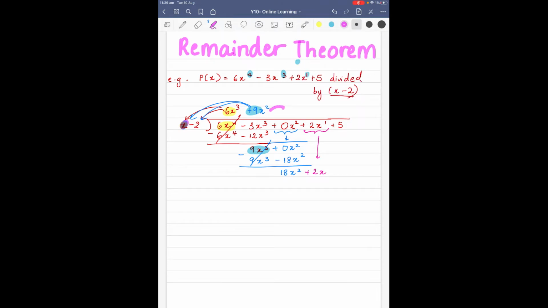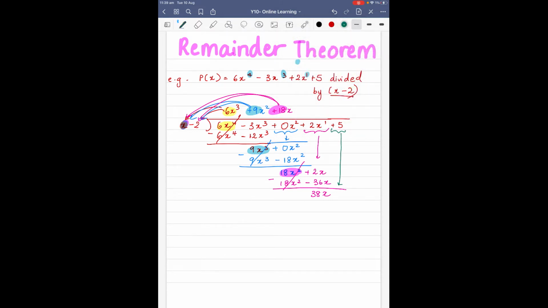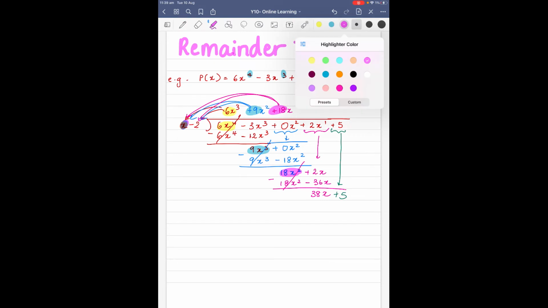So x times something has to give you 18x squared. We know that positive 18x times x is 18x squared. 18x times minus 2 is minus 36x. Subtract it to find the remainder. 2x minus minus 36x is 38x. Bring down your next term, positive 5.